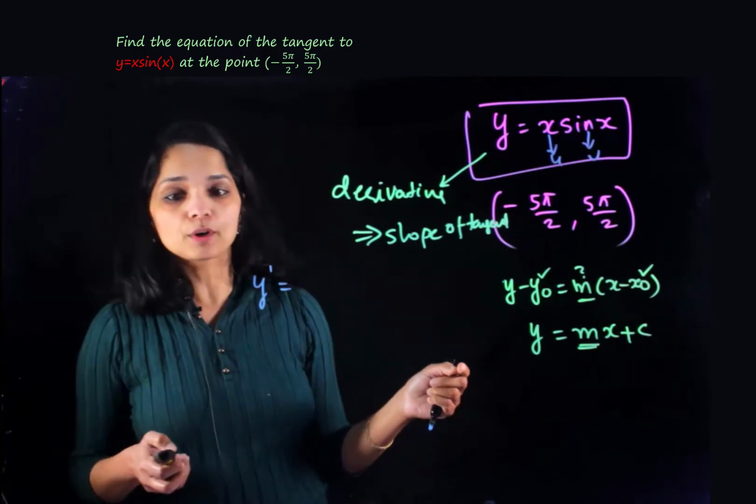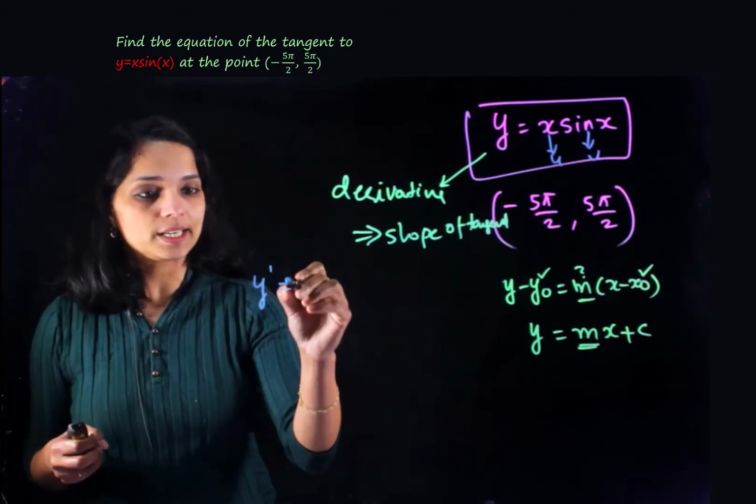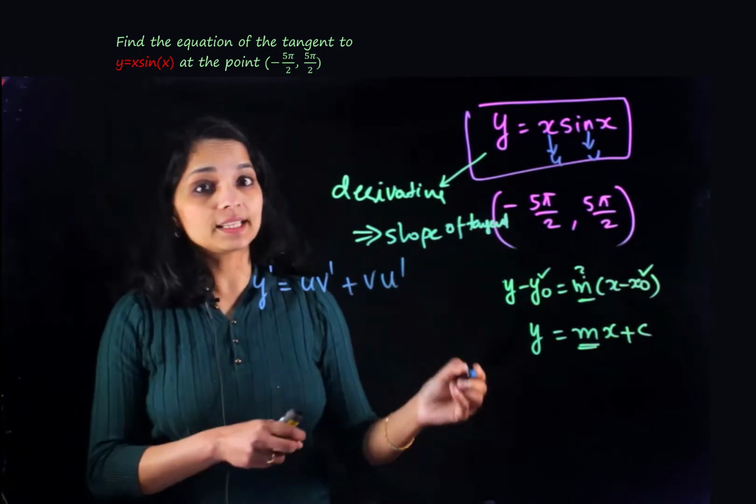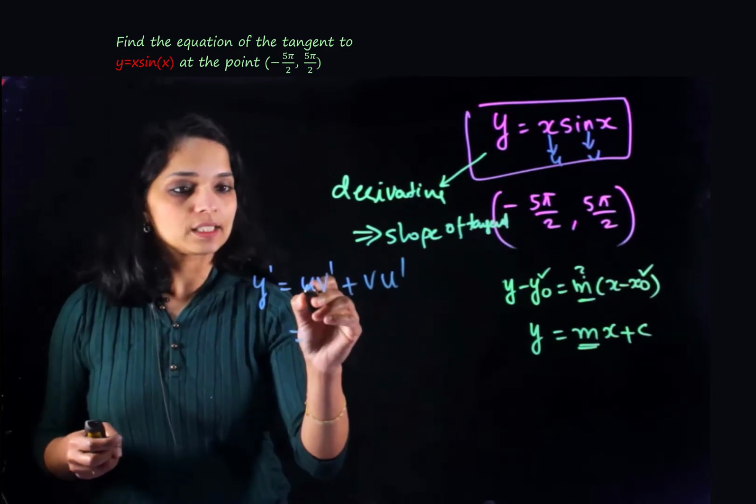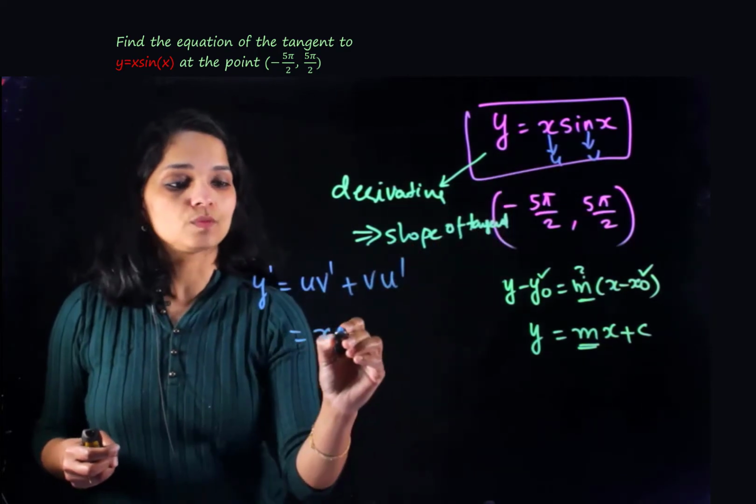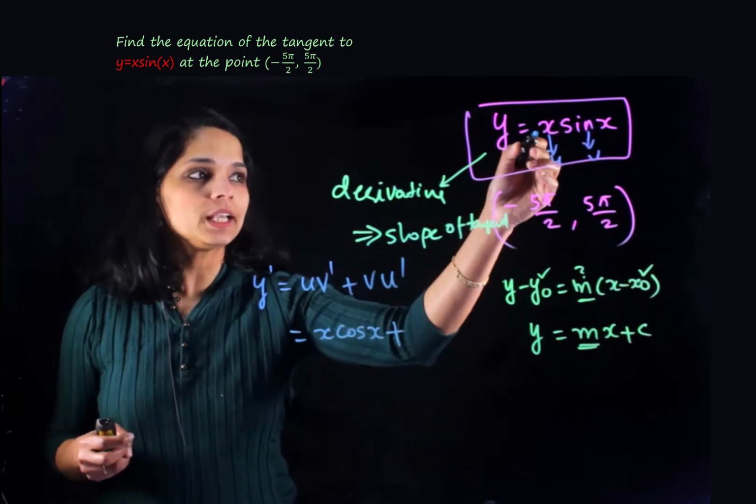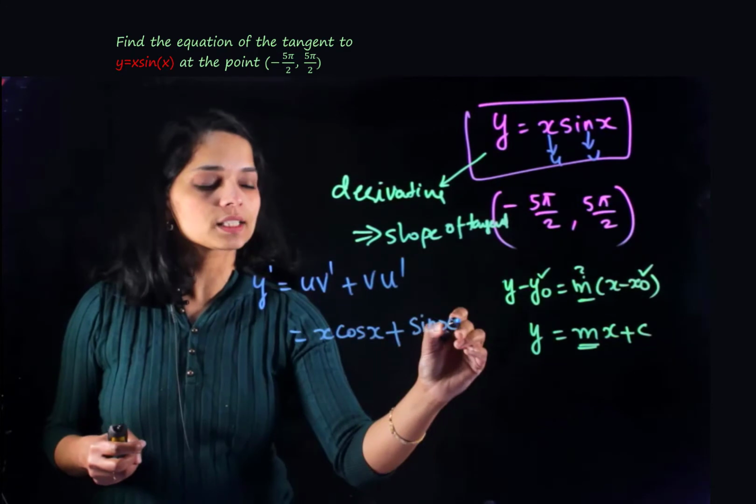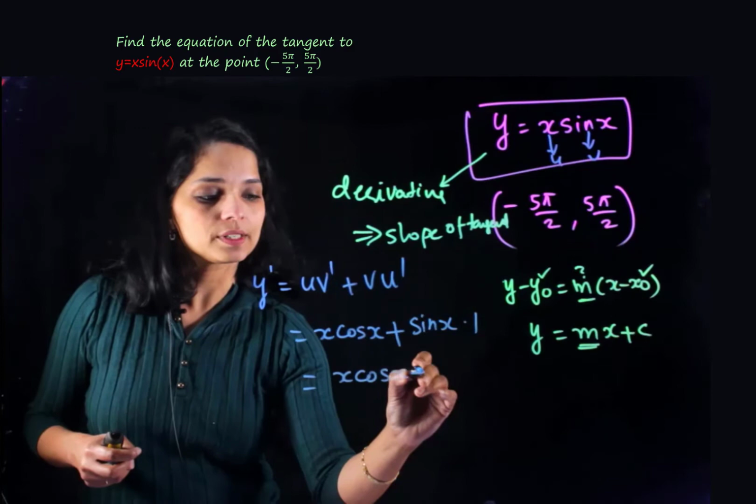We already learned about the product rule. If y equals uv, the product rule says y dash equals u v dash plus v u dash. We've done many examples, so I'm just going to write everything in one go. So u is x, and v dash is the derivative of sine x, which is cos x. The derivative of sine x is cos x, plus v is sine x, times u dash, the derivative of x, which is 1. So that is x cos x plus sine x.